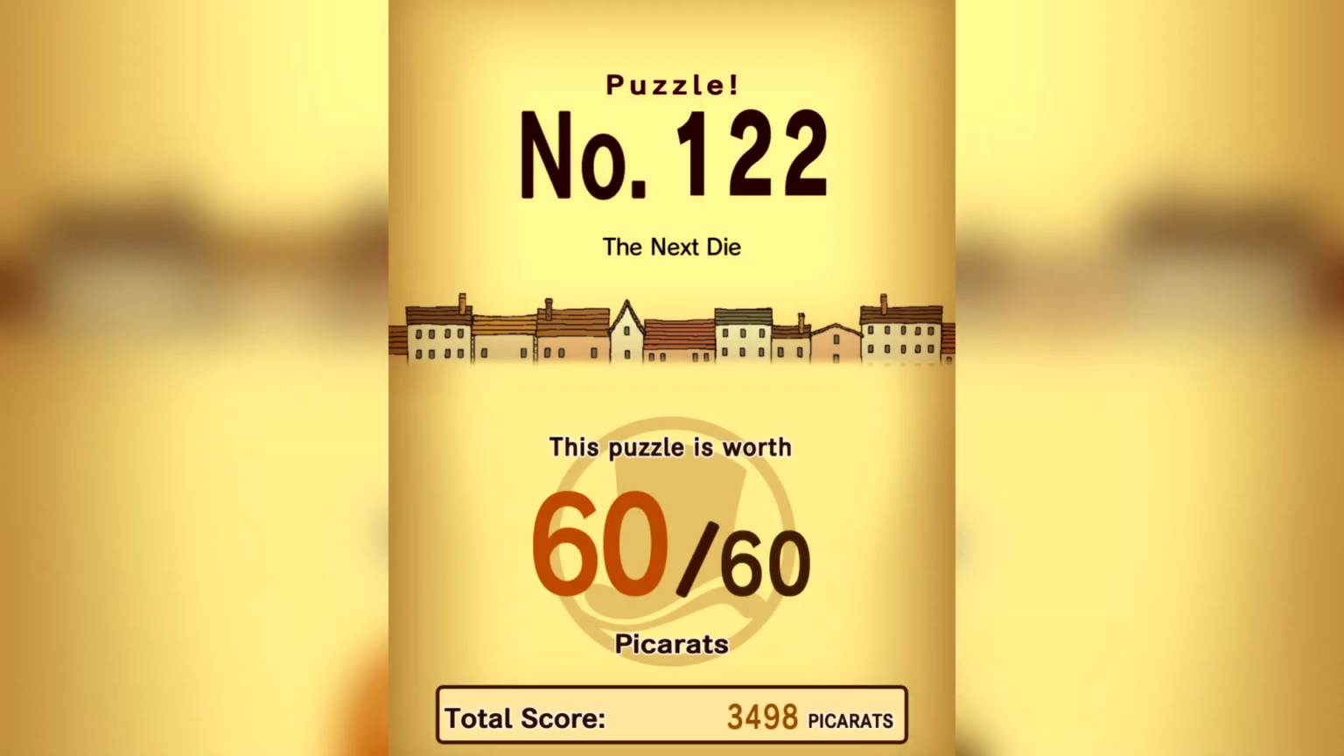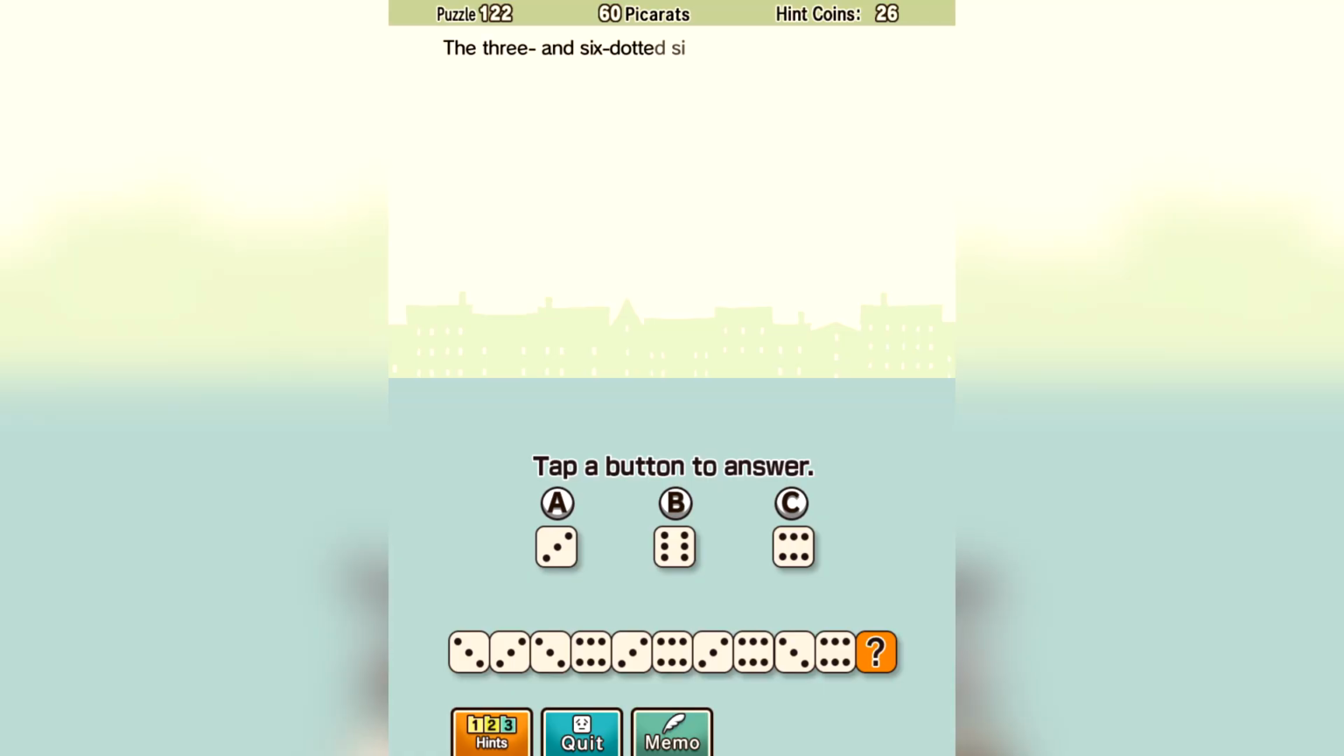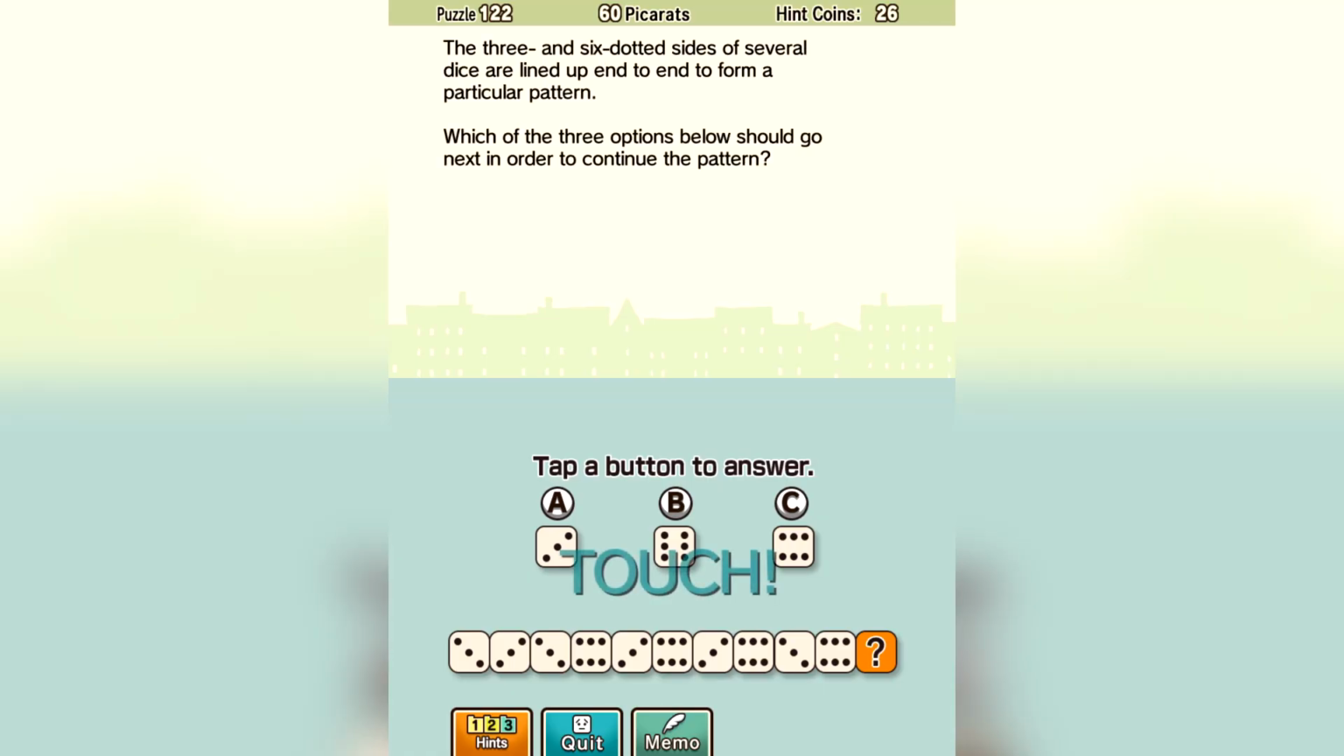Number 122, the next die. The puzzle's worth 60 out of 60 picarots. The 3 and 6 dotted sides of several dice are lined up end to end to form a particular pattern. Which of the 3 options below should go next in order to continue the pattern? Okay, so we have 3, 3, 3, 6, 3, 6, 3, 6, 3. Okay, there might be something there.